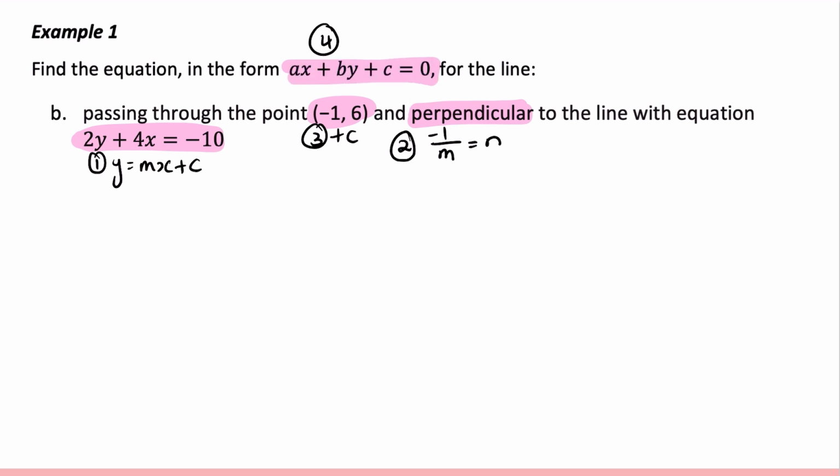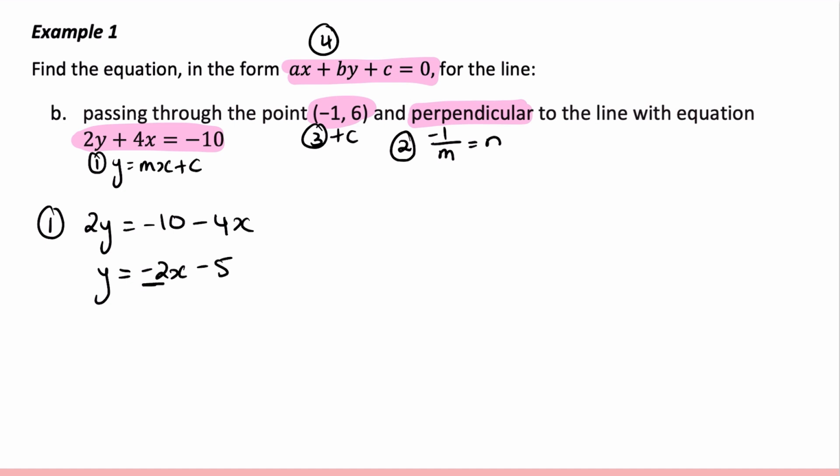So let's follow it. Step 1, we're going to get it into the form of y equals mx plus c. So I'm going to take the 4x over and divide everything by 2. Also, just because we're used to putting the x first, I'm just going to rearrange it to put it in first. So negative 4 divided by 2 is going to be negative 2x, and then negative 10 divided by 2 is going to be negative 5.